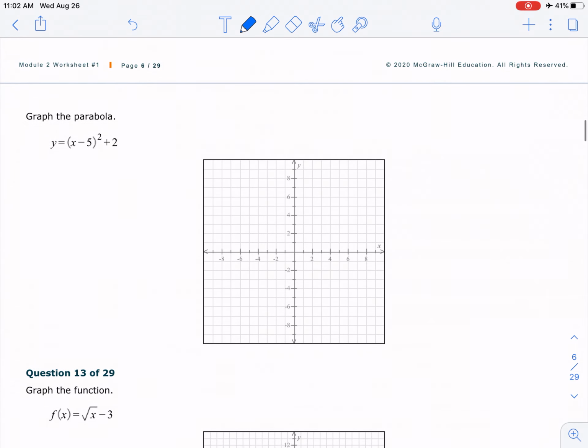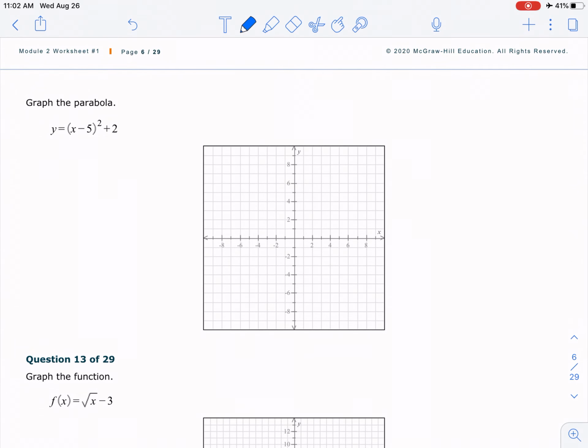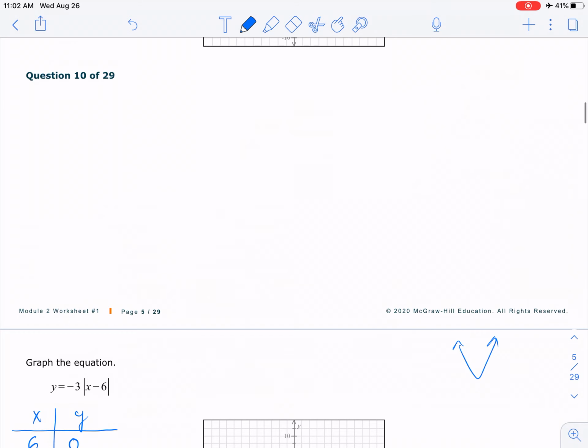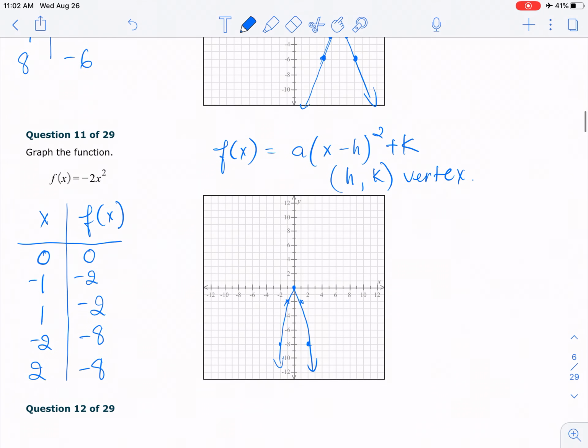You see right here, it's in standard form. So the vertex is (5, 2). Okay, so notice I'm going to go back to the standard form. You see that in the standard form, I have x minus h and positive k here. So h and k. So if you have a plus in here, then the h is going to be negative. Okay, so keep that in mind.